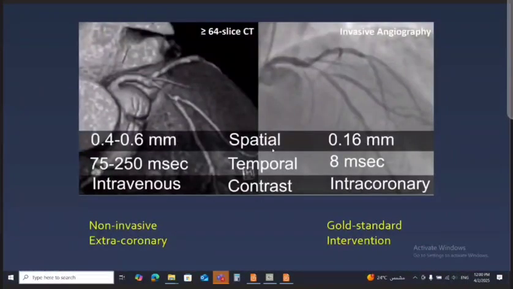This is the slide. The spatial resolution in the CT is lower than the spatial resolution of angiography. Temporal resolution of the CT at its best is 75, while the temporal resolution of angiography was 8 milliseconds. The contrast resolution in the catheter is much better because we inject intracoronary, while in the CT we inject intravenously.